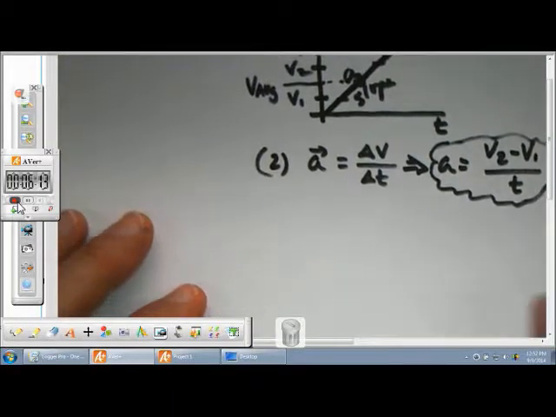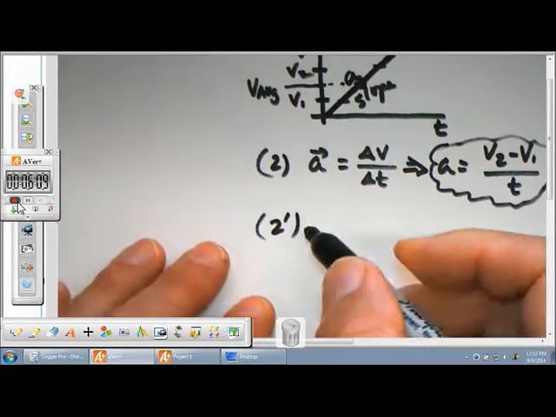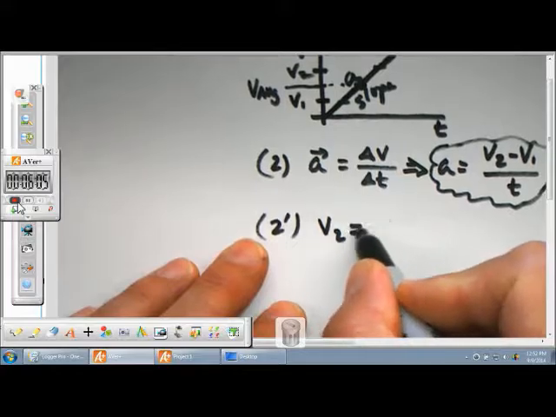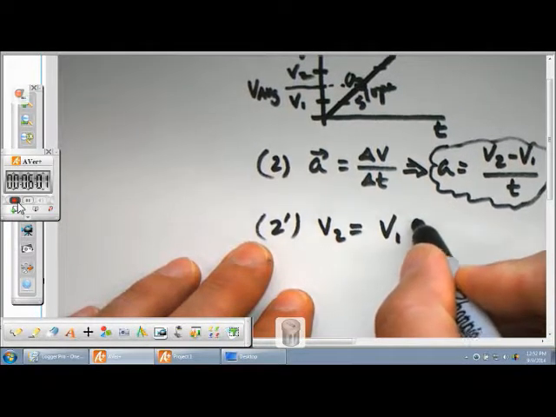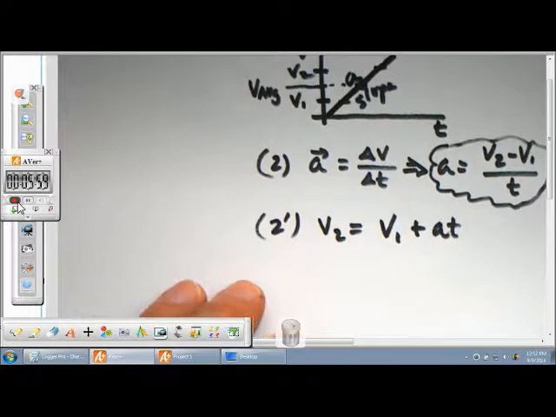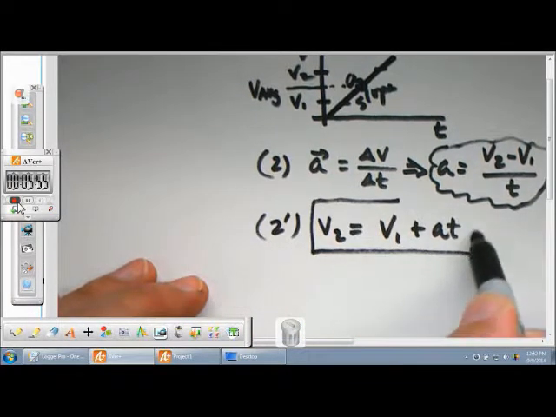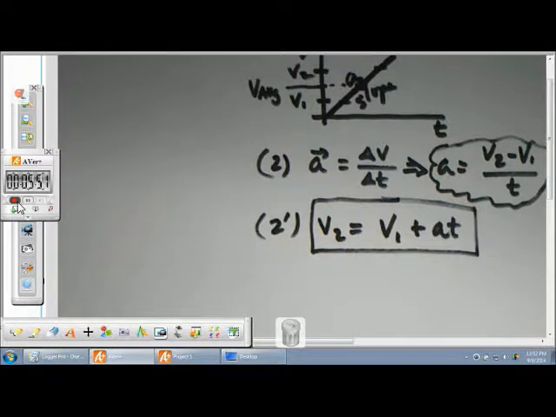Now we can rearrange that to get a different version and solve for v2. And v2 would be equal to v1 plus at. So that's usually the way you'd find that second equation in textbooks and such.